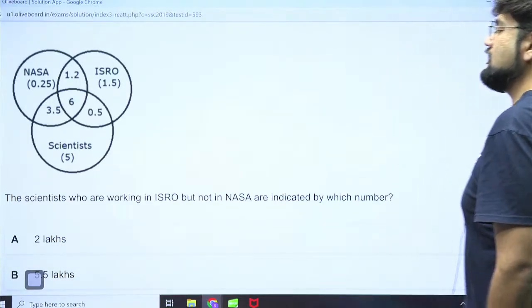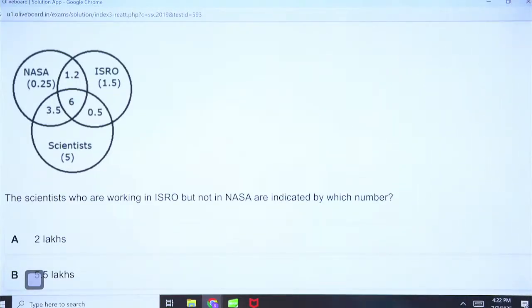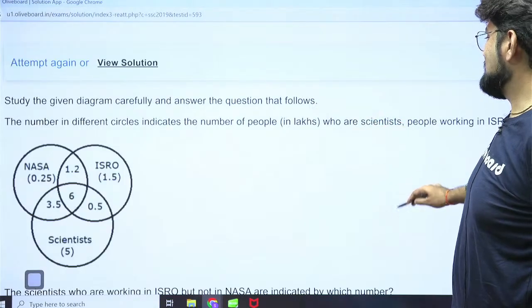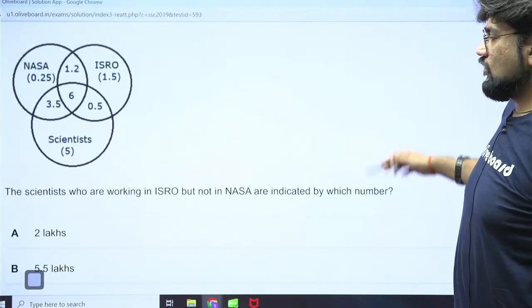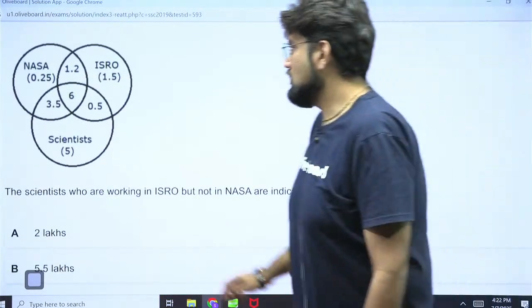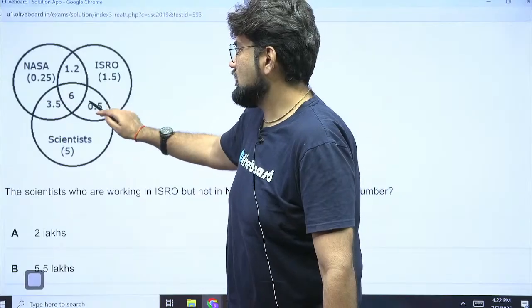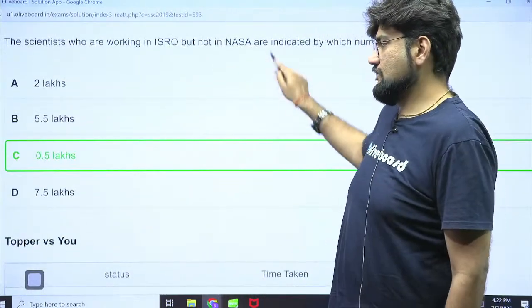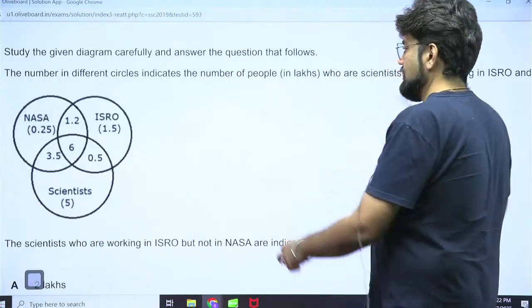Scientists who are working in ISRO but not in NASA are indicated by which number? Working in ISRO but not in NASA. Okay, the circles indicate number of people in lakhs. So basically, what is the number? It is this one. Scientists who are working in ISRO but not in NASA. 0.5 lakhs. So option C. Easy.